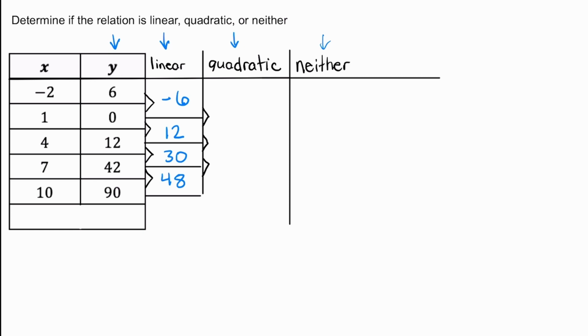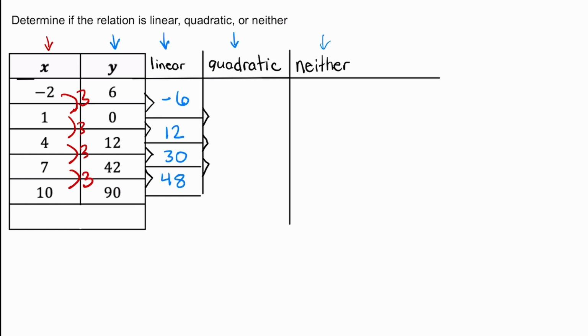One important thing to remember is that you also want the first differences of the x's to be consistent. If they're not, then you're going to have a difficult time figuring out if it's linear or quadratic. So here, if instead of negative 2 here, we had 0, then this difference is 1, whereas the rest is 3. So that would be really difficult for us to figure out.